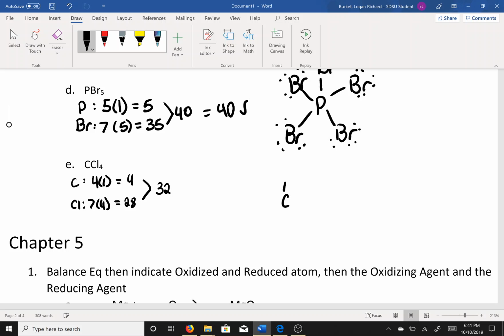So we got C in the middle, and then Cl all around it. We fill in everyone's octet to the full 8 electrons. And once we count up all the electrons present, we get to our total of 32. So we know that this is the correct Lewis structure. And then we see 4 bonds around a central atom, so that is tetrahedral.